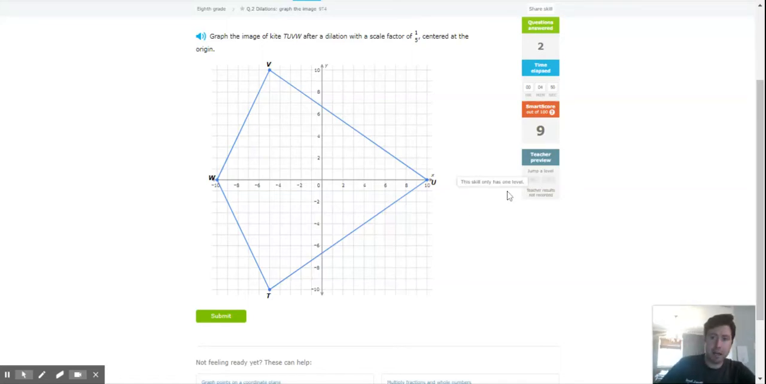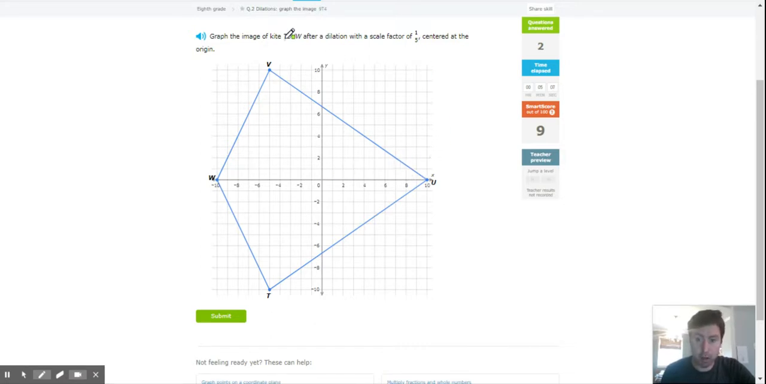So now this is how to do a dilation with a fraction. When you have a fraction, think of it as a number less than 1, so we're shrinking. We're going to get smaller. Again, my advice to you is to get your paper and pencil out. Now we're going to write down these points.